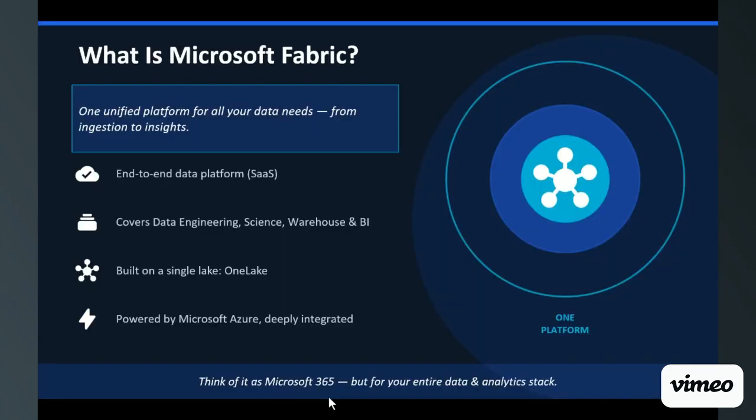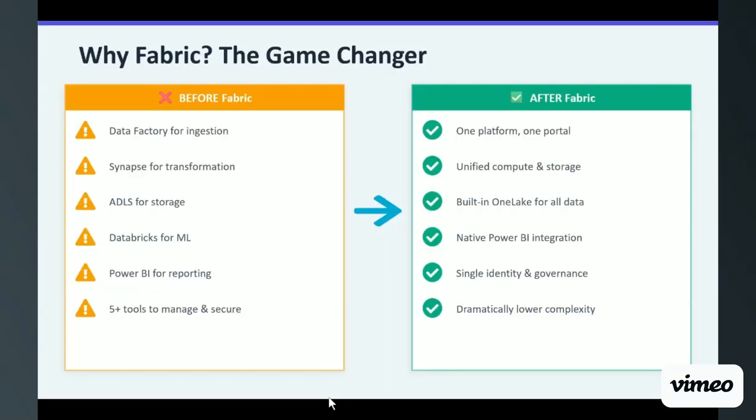So, what exactly is Microsoft Fabric? In simple terms, it is a single unified data platform delivered as a SaaS product. Microsoft took all the tools data teams were stitching together (ingestion, transformation, storage, machine learning, and reporting) and wrapped them into one experience. The best analogy is Microsoft 365. Just like how Microsoft 365 bundles Word, Excel, Teams, and Outlook into one subscription, Fabric bundles all data tools under one roof.